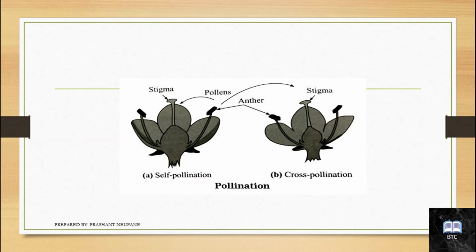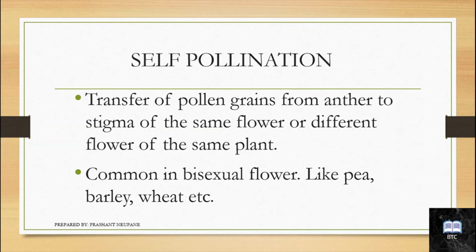So pollination is basically divided into two types. They are self-pollination and cross-pollination. So first of all, self-pollination. In case of self-pollination, there is the transfer of pollen grains from anther to a stigma of the same flower or a different flower but of the same plant. So the condition that we need to understand in case of self-pollination is there must be just the same plant involved. There cannot be the involvement of two or more than two individual plants in case of self-pollination.